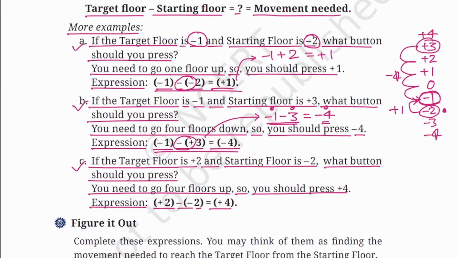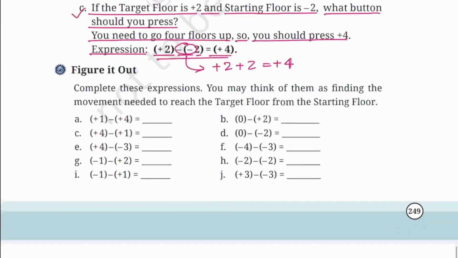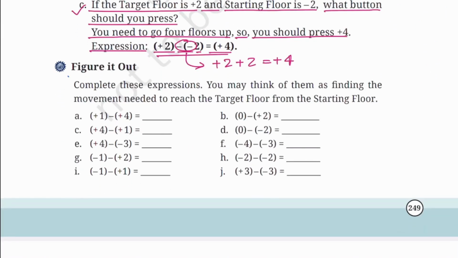Your starting point is this and the target point is this. So 1, 2, 3, 4. You have to press the plus 4 button. The expression is here. You can replace the double minus with a plus.